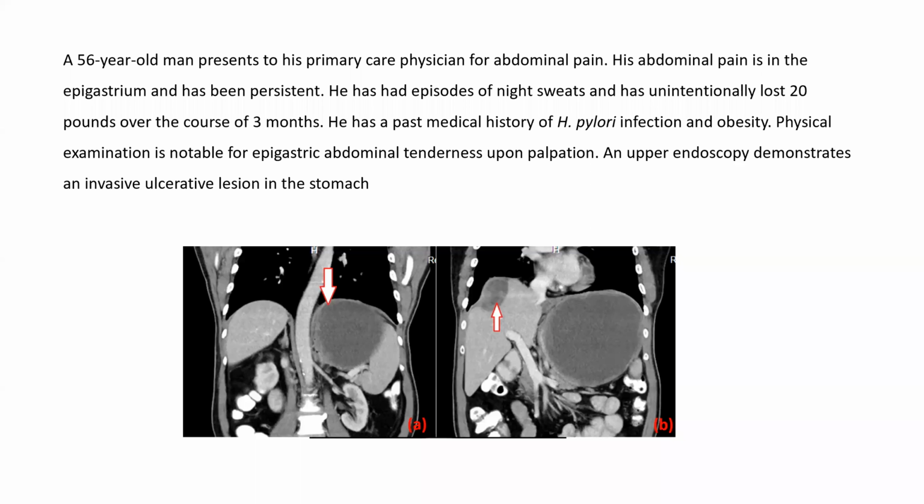Station A 2. A 56-year-old man presents to his primary healthcare physician with abdominal pain. His abdominal pain is in the epigastrium and has been persistent. He has had episodes of night sweats and has unintentionally lost 20 pounds over the course of 3 months. He has a past medical history of H. pylori infection and obesity. Physical examination is notable for epigastric abdominal tenderness upon palpation. An upper endoscopy demonstrates an invasive ulcerative lesion of the stomach.